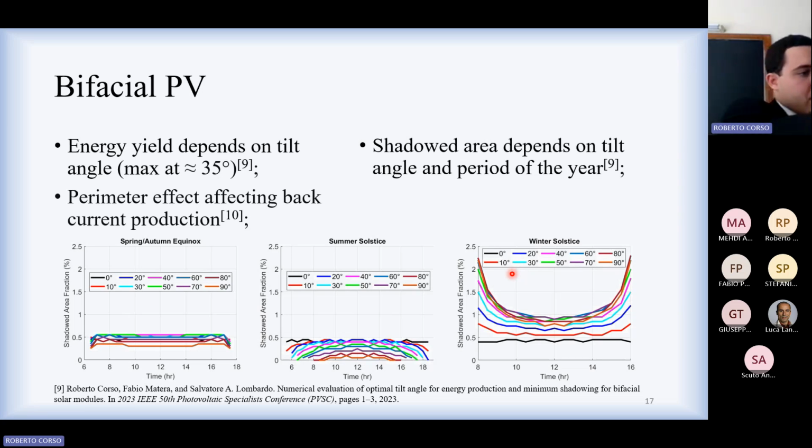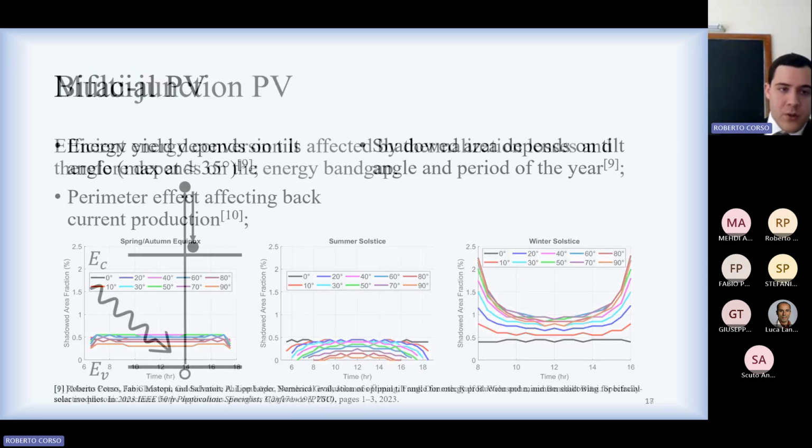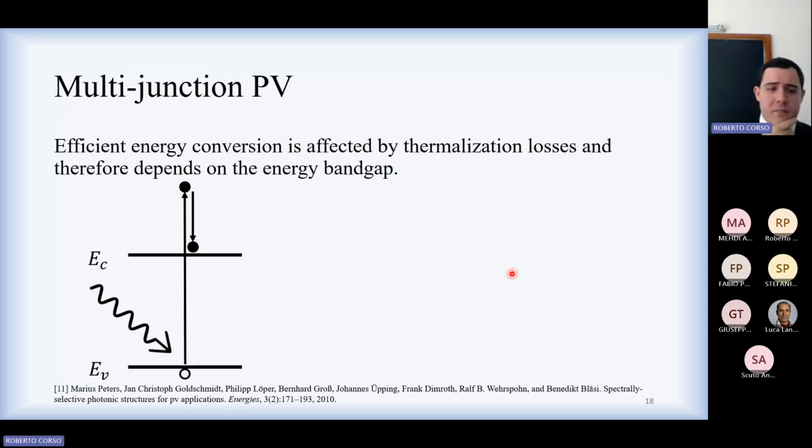Okay, so this concludes the first part of the presentation on bifacial photovoltaic systems. So let us cast aside the concept of bifacial cells for a moment, and let us focus on multi-junction photovoltaics. So in general, when a photon of high enough energy, higher than the band gap of the semiconductor, is absorbed, of course, the excited carrier will end up, let's say, in an upper state of the conduction band.